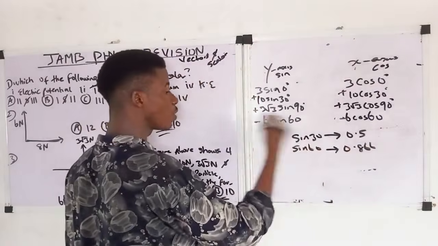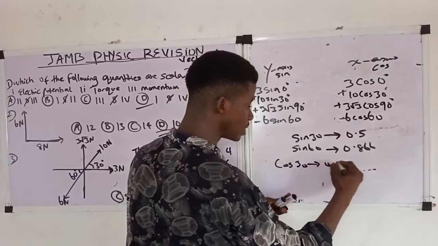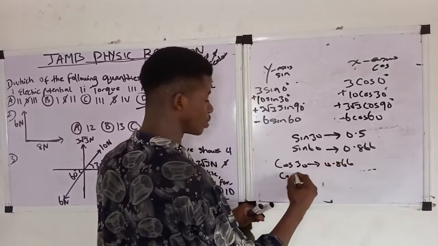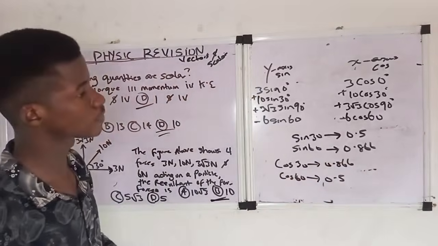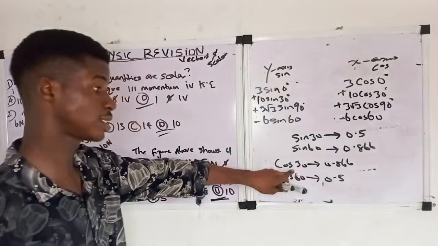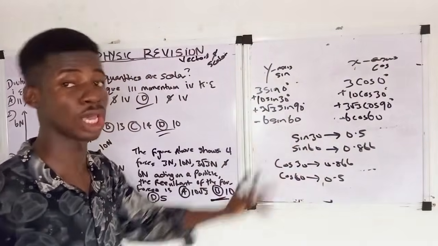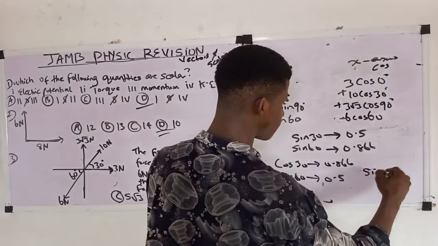Then for cos it's now opposite. Cos 30 will be what? Will be 0.866. Then cos 60 will be what? Will be 0.5. So that is just it. Cos 60 is 0.5, cos 30 is 0.866, it is opposite to sine. Now apart from that, just take note that sine 45 is what?